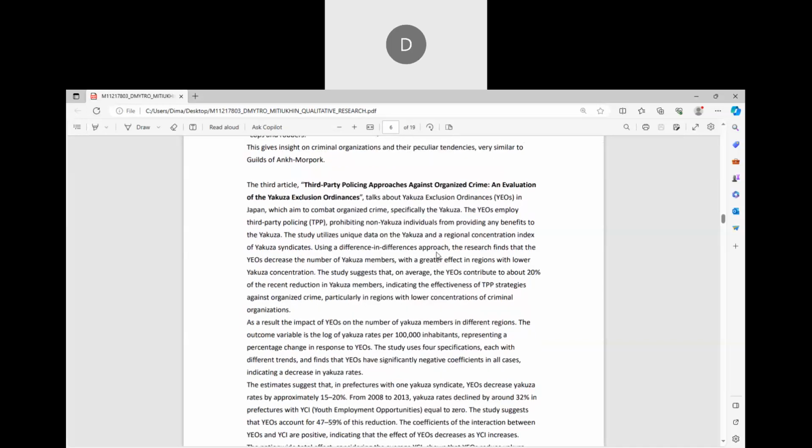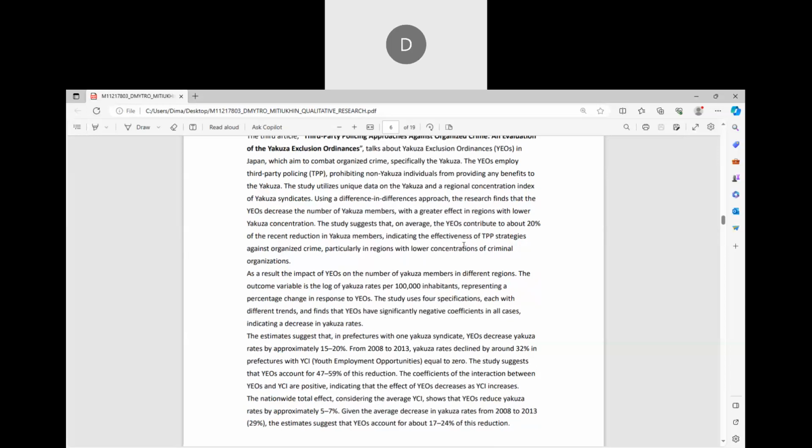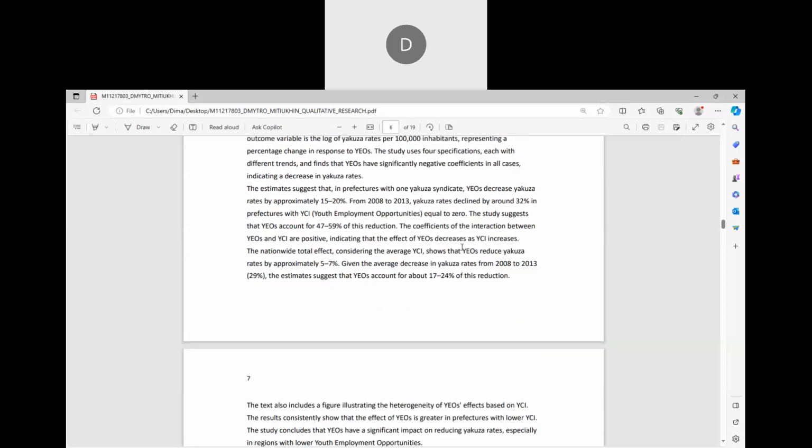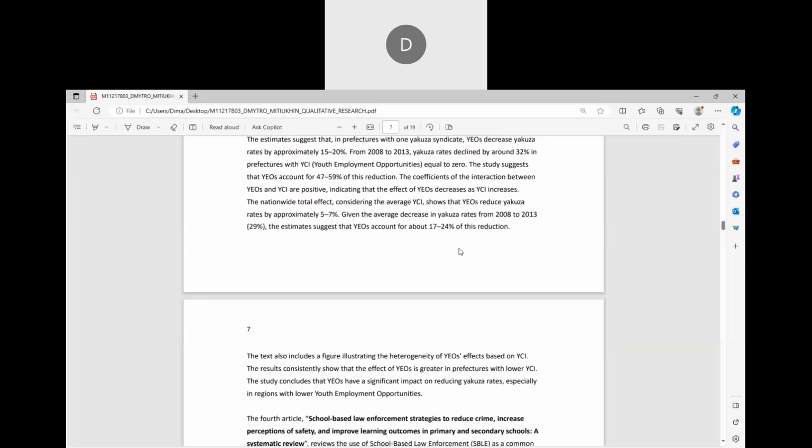In the third article, Third-party policy and approaches against organized crime and evaluation of the Yakuza exclusion ordinance, it tells about the attempt of using so-called Yakuza exclusion ordinances, which are an approach to fighting crime by cutting Japanese Yakuza off from the help of non-Yakuza individuals, employed in different prefectures of Japan. The result shows that this worked very well, greatly reducing the influence of criminal organizations in most prefectures.